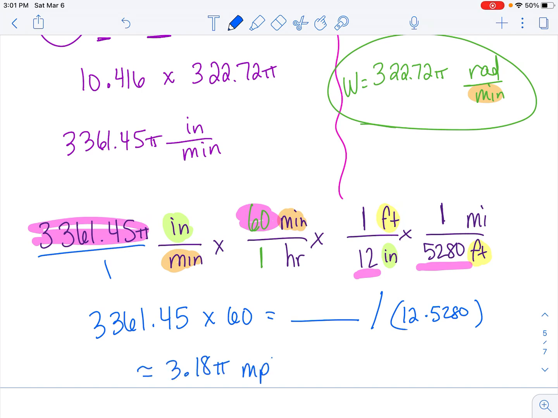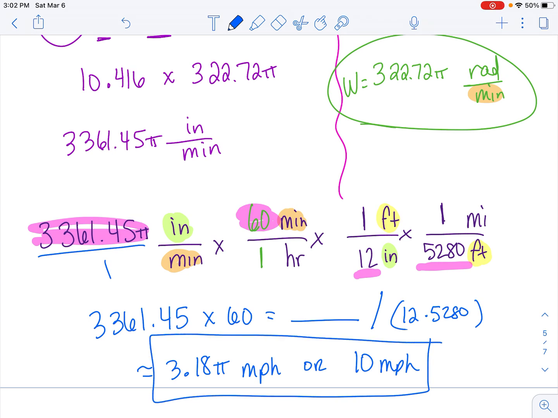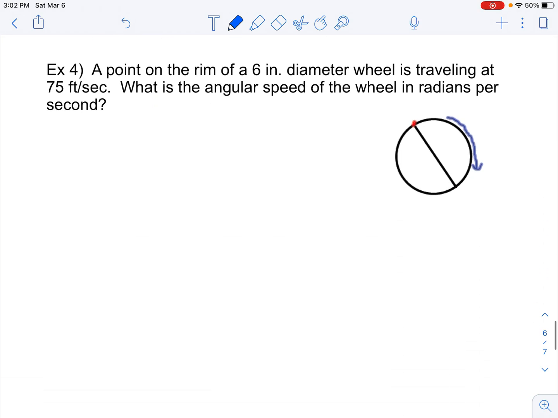3.18 pi. And again, that's miles per hour. We can just do MPH if you want. Or if I want to actually multiply that by the pi, it's approximately 10 miles per hour. Okay, so be careful with your calculator. Please make sure you try these on your calculator to make sure we're getting the same answer. And if you have any calculator questions, be sure to ask in class.